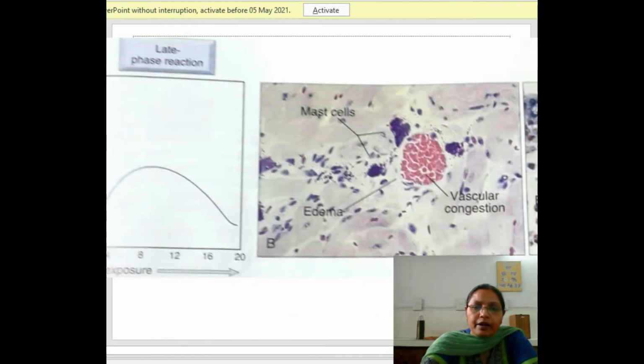Now this diagram is showing the immediate and late phase reaction after the exposure to the antigen. This is the immediate phase and this is the late phase, a few hours after exposure to the antigen. This diagram is showing increased mast cell accumulation around the capillaries, there is edema, and there is subepithelial collection of inflammatory cells. The eosinophils are there.